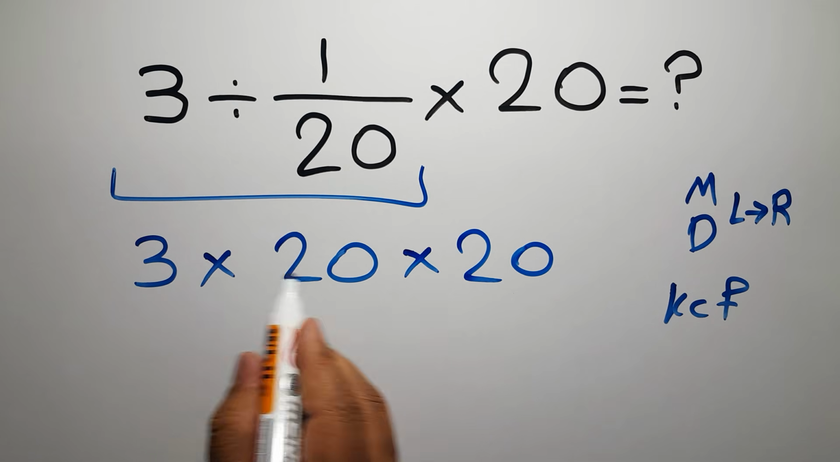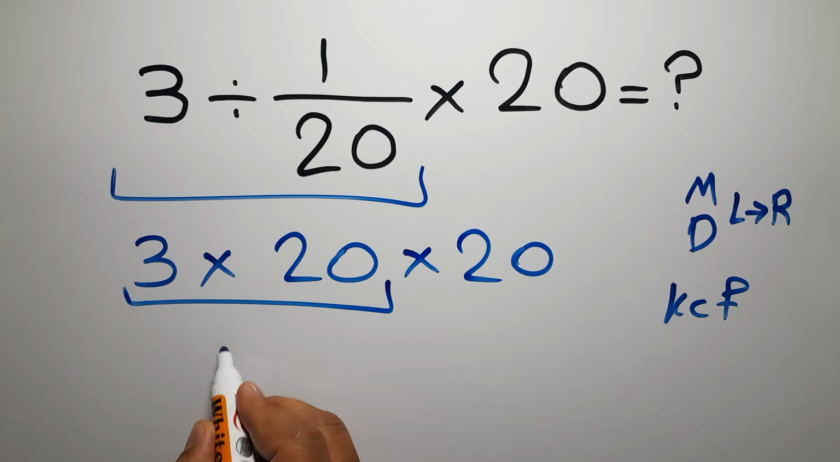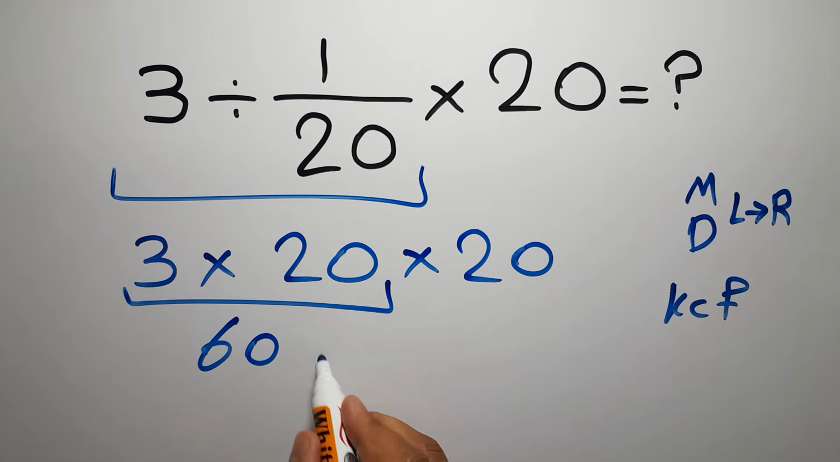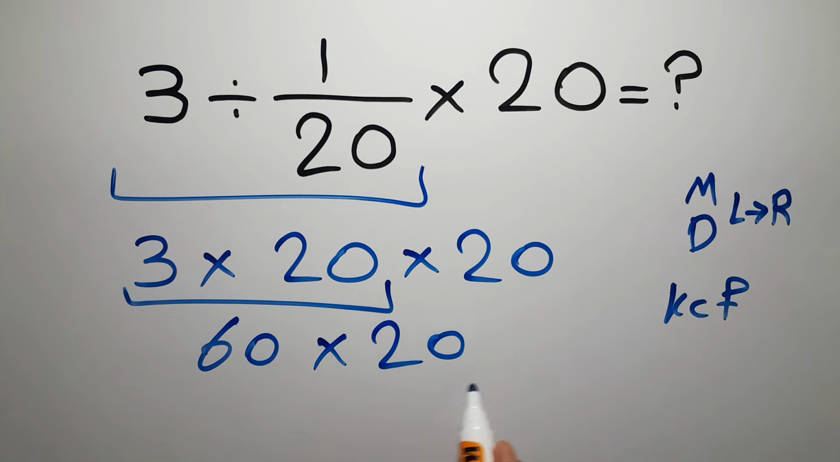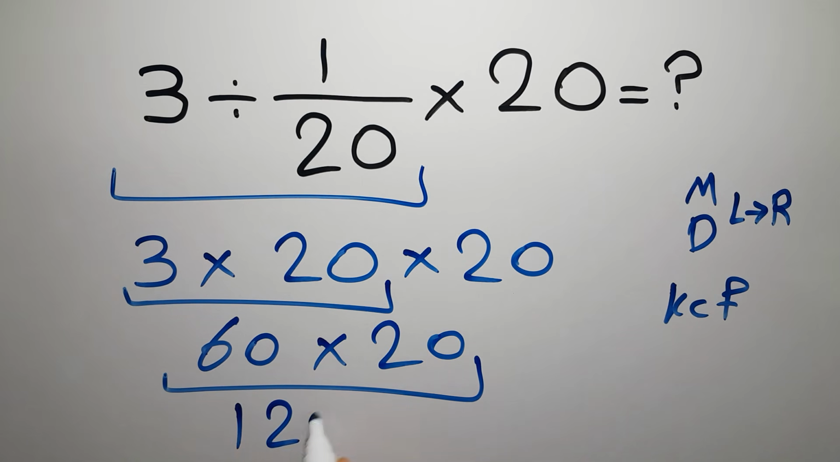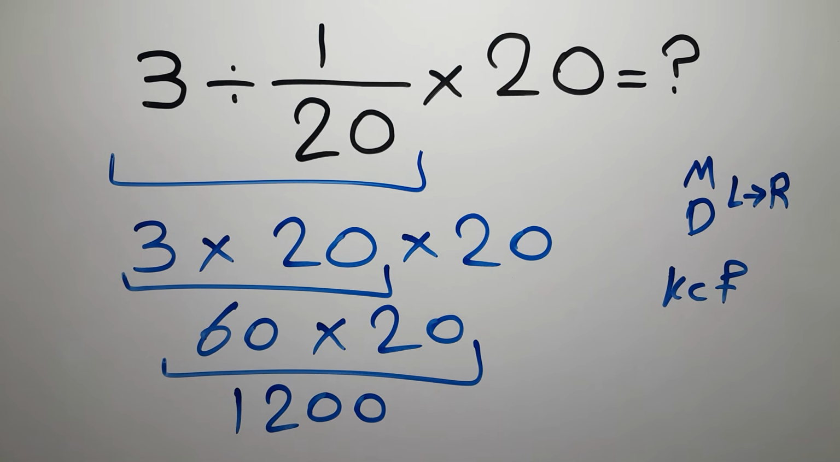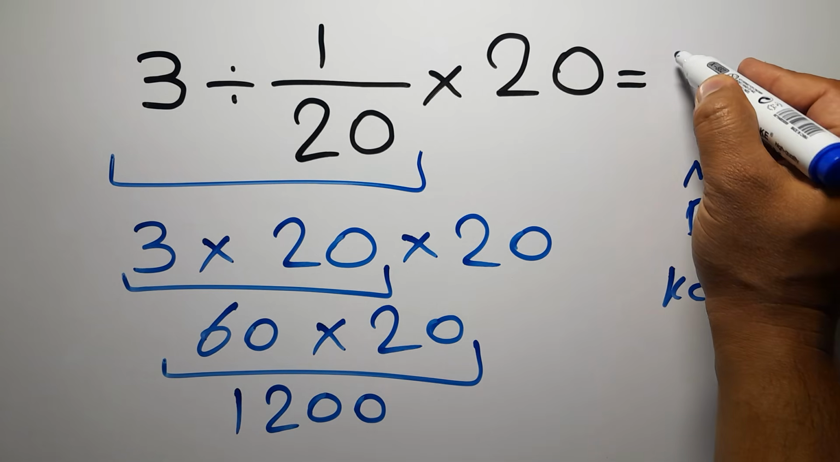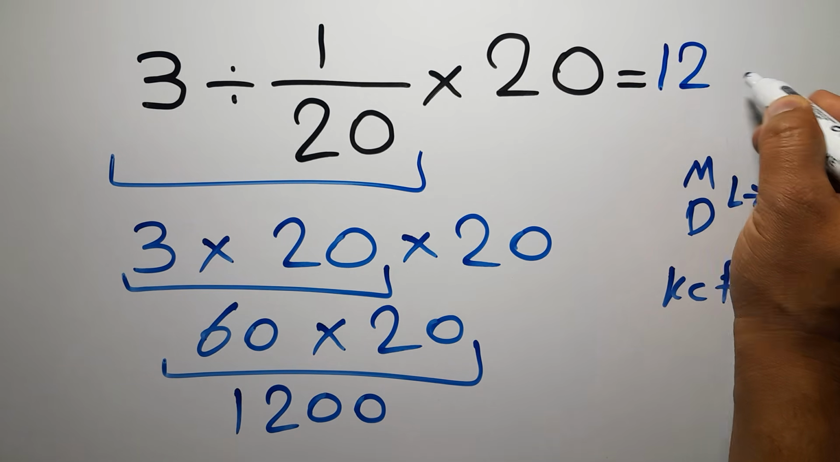Okay, 3 times 20 gives us 60. So 60 times 20, which gives us 1200. And this is our final answer to this problem. The correct answer is 1200.